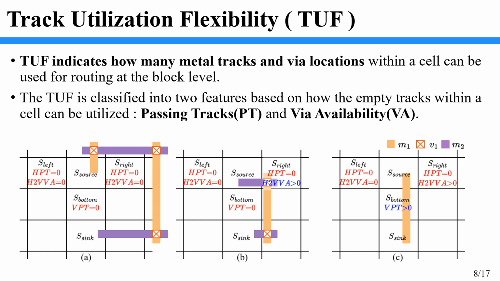Lastly, this is the track utilization flexibility, which is TUF. TUF includes passing tracks and via availability. Passing tracks refer to unused tracks inside the cell that can be used by the router. The router can penetrate the cell left, right, top, bottom. And via availability helps the router change the routing direction. This figure illustrates how passing tracks and via availability can help simplify the required routing.